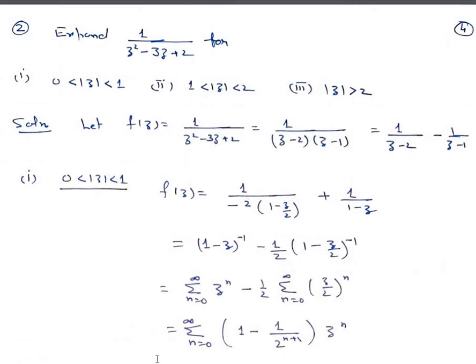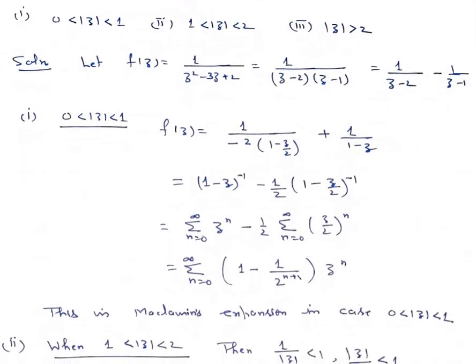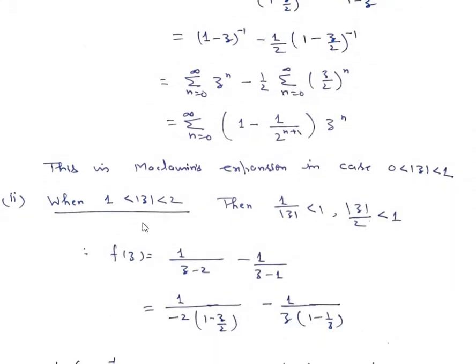Taking z^n common, we get Σ n = 0 to infinity (1 − 1/2^(n+1)) z^n. Let's take the second part, when |z| lies between 1 and 2.